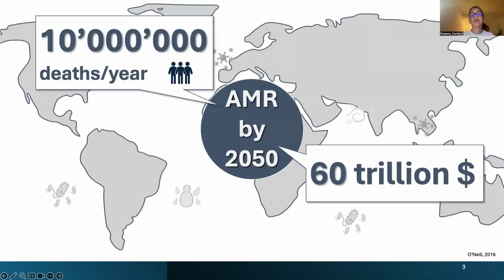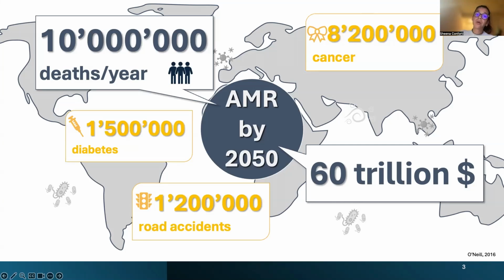And so failure to address the problem might lead up to 10 million deaths per year by 2050 worldwide and associated cost equivalent to $60 trillion per year. And that has been estimated in 2016. And just to give you a comparison, nowadays the major cause of deaths is cancer, which amounts to 8.2 million deaths per year. 1.5 million died due to diabetes and 1.2 million due to road accidents. So this 10 million is really significant.